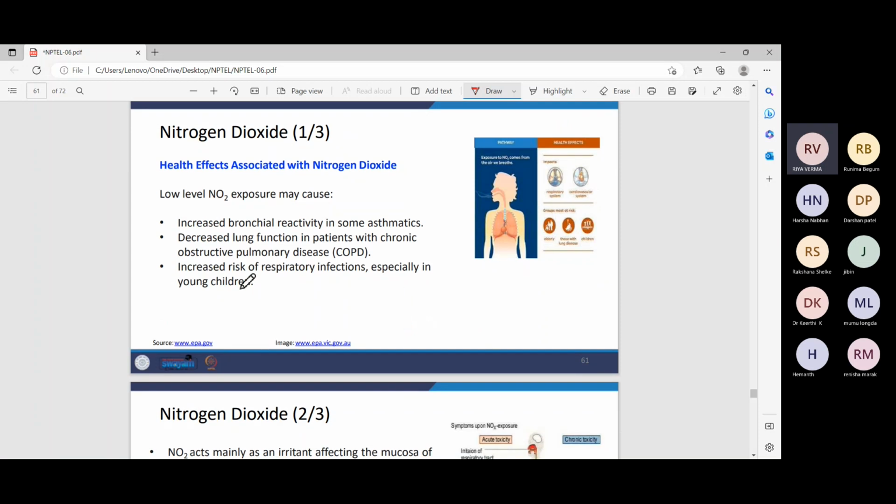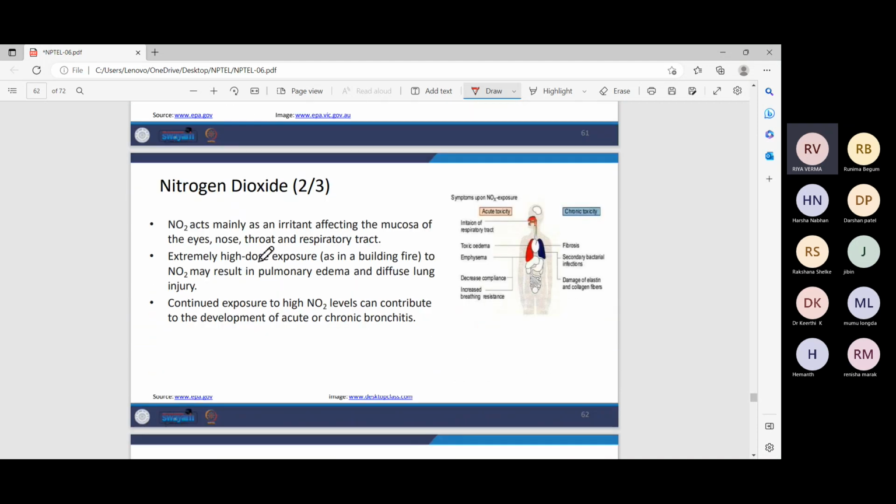Basically, the health effects associated with nitrogen dioxide: a low level of NO2 exposure may cause increased bronchial reactivity in some asthmatics, decreased lung function in patients with COPD, and increased risk of respiratory infections, especially in young children.